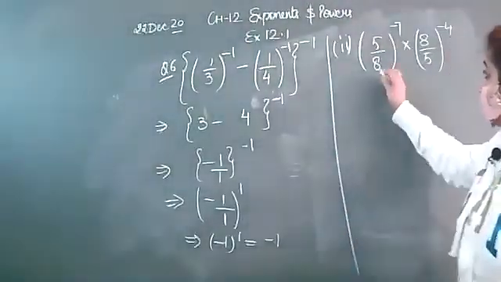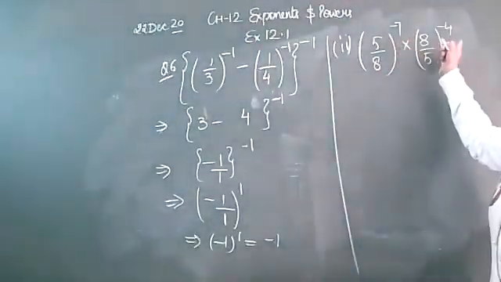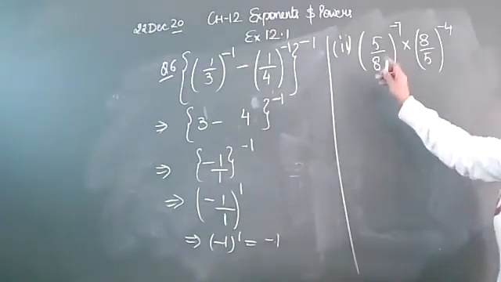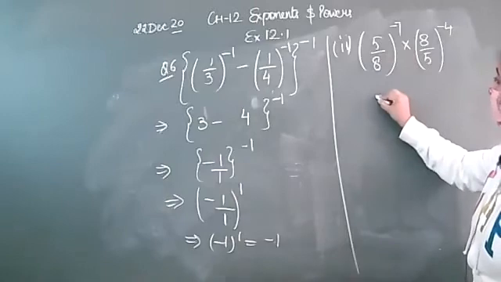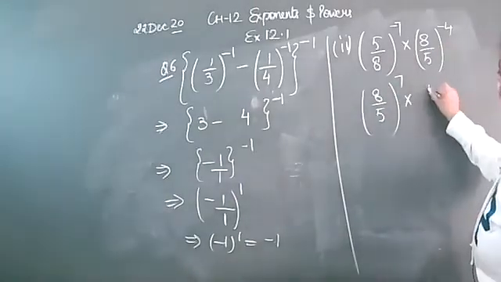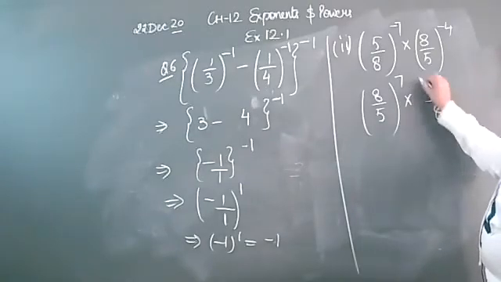Now, as you can see that the powers are again negative, so you will convert the power into positive by making the reciprocal. Let's make the reciprocal of this. This will give you 8 upon 5 raised to power 7. Reciprocal of this is 5 upon 8 raised to power 4.